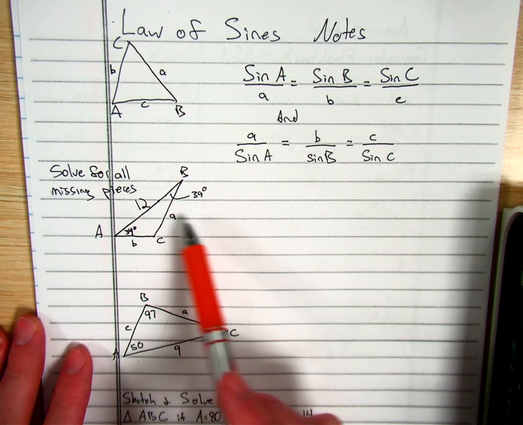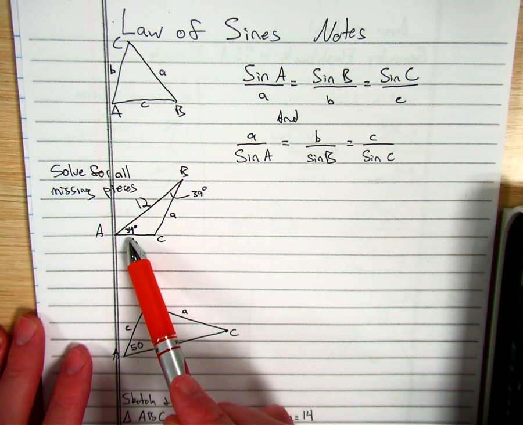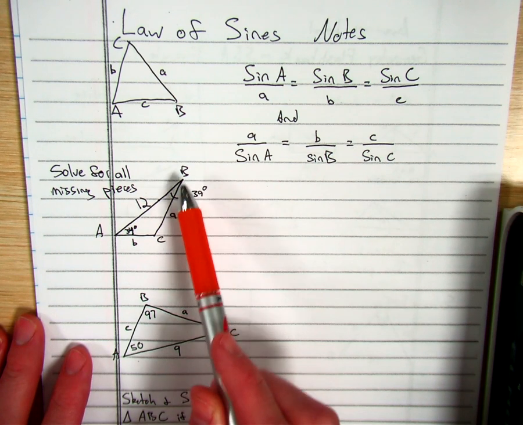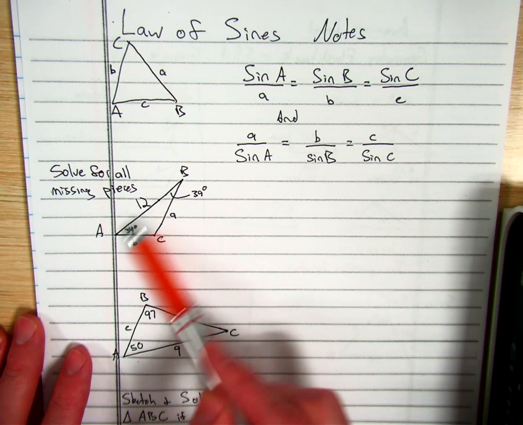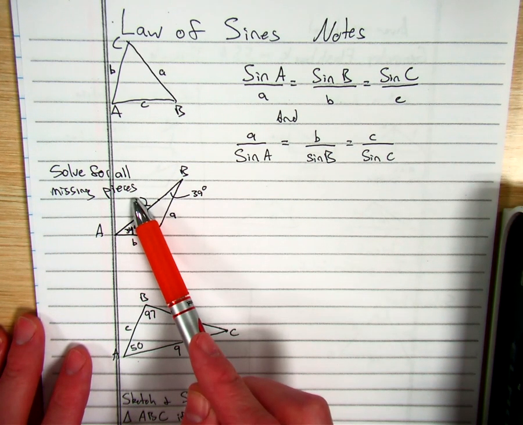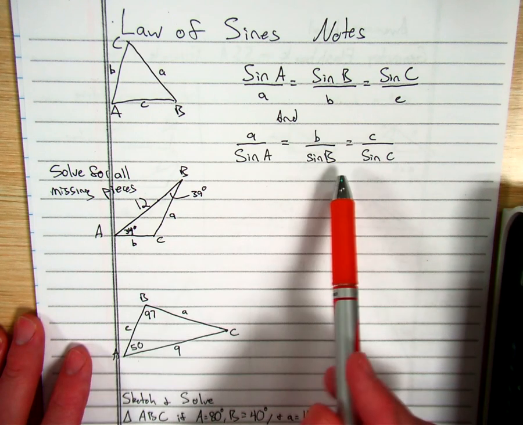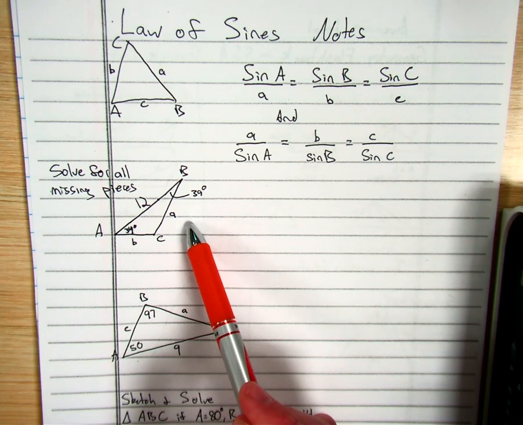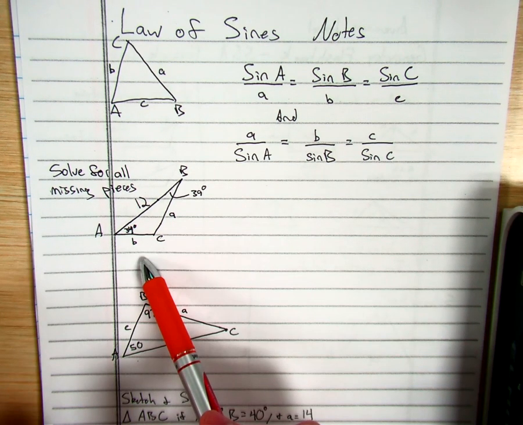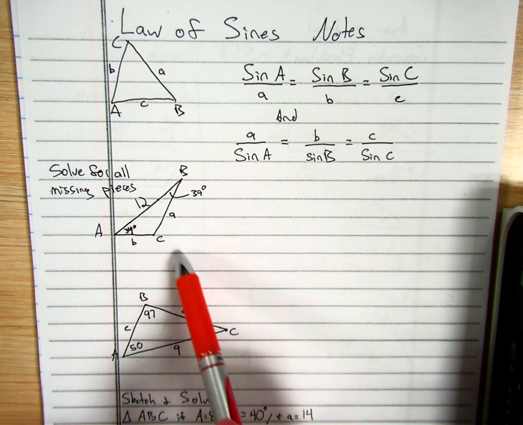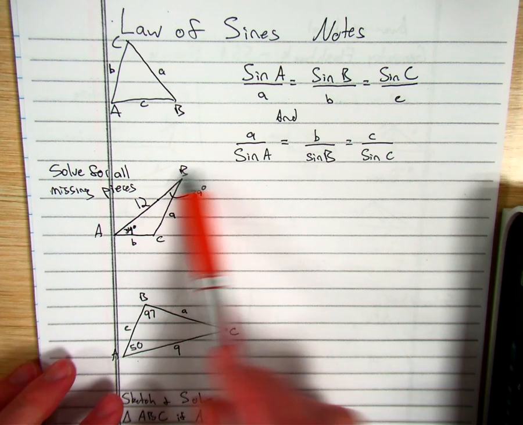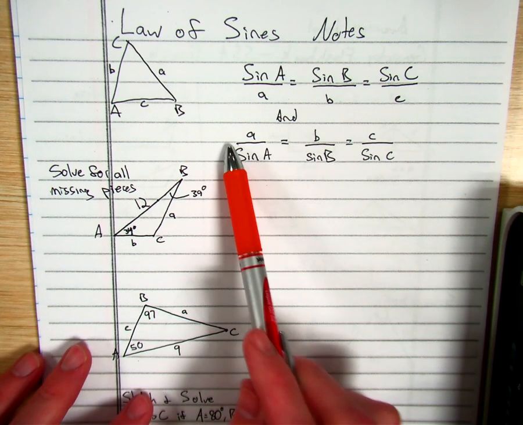We have 34 degrees in this corner, 39 degrees in that corner, and 12 for this side. We do not have a matching set. I have angle A, but I don't have side A. I have angle B, but I don't have side B. I have side C, but I don't have angle C. So I'm stuck. I can't do any of these. I don't have a matching set.